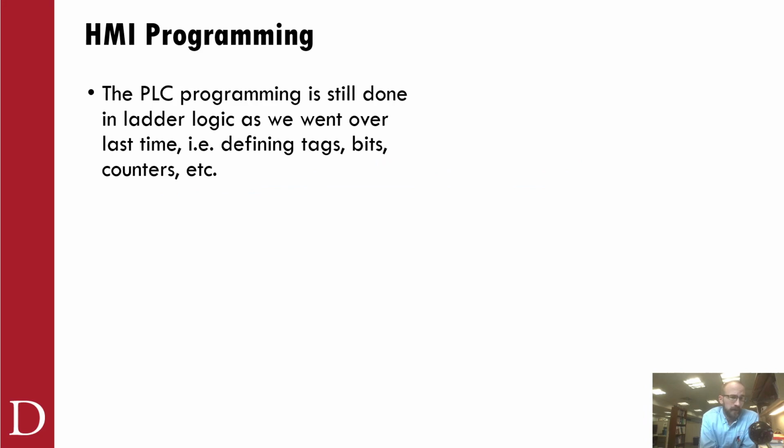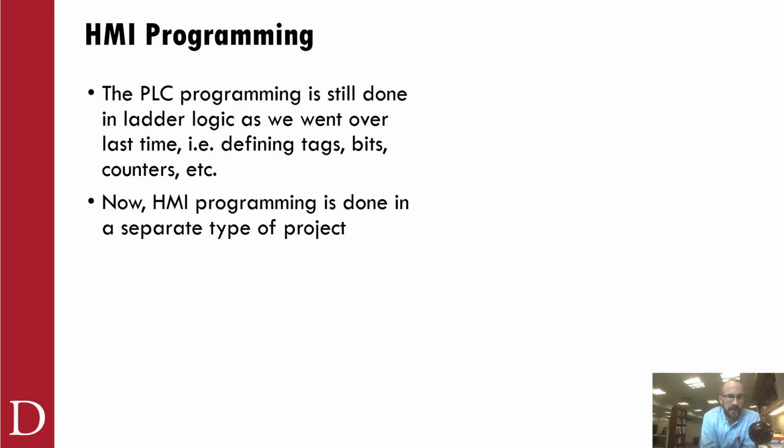With an HMI, the PLC programming is still done in ladder using something like Studio 5000. We still define the tags and bits. The HMI will be mapped to some of those tags. So we'll set up tags in the HMI and the PLC, and they have to agree with each other. We can use those to toggle those bits or provide those values into the PLC program.